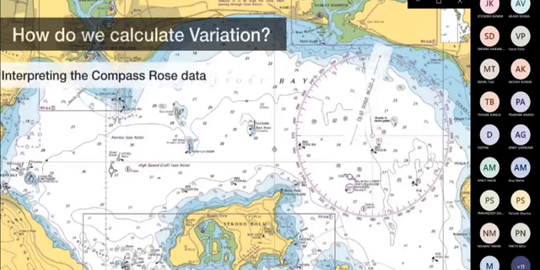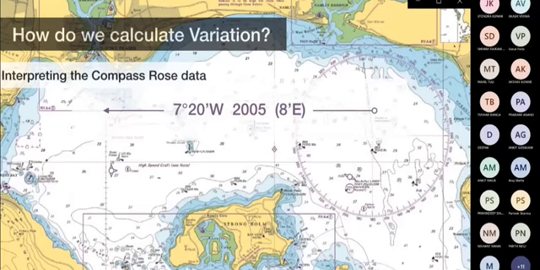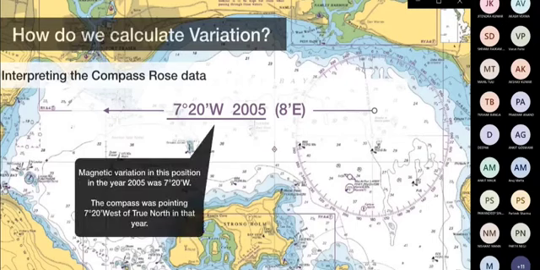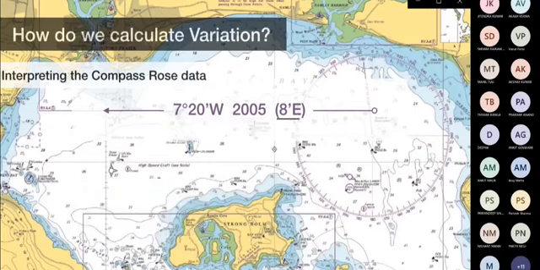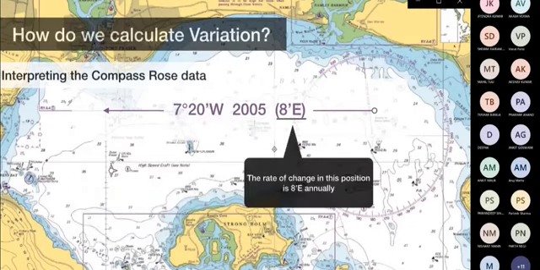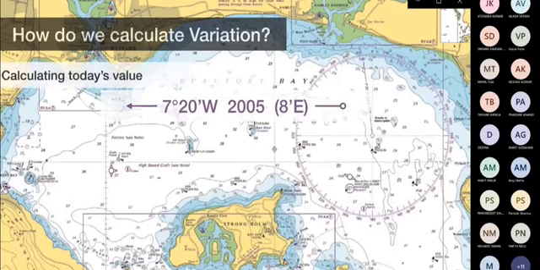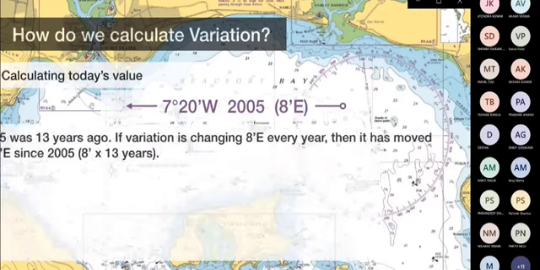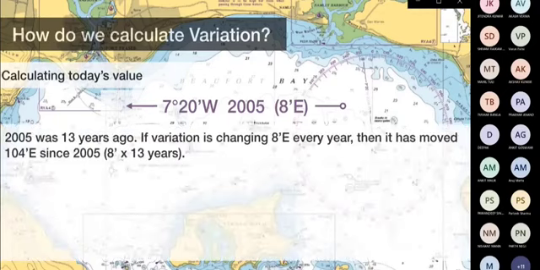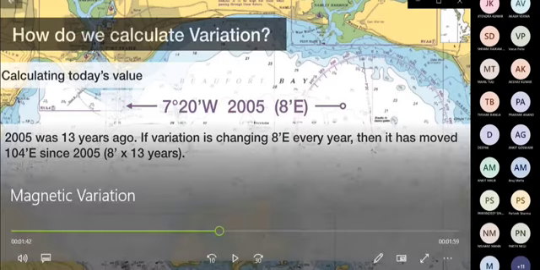How do we interpret the compass rose data? The two pieces of information are written along the arrow. In this example, magnetic variation was 7 degrees 20 minutes west in 2005. The part written in brackets tells us what the annual change to variation is. In this case, 8 minutes east. Using this information, we can see that it is 13 years since variation was 7 degrees 20 minutes west.